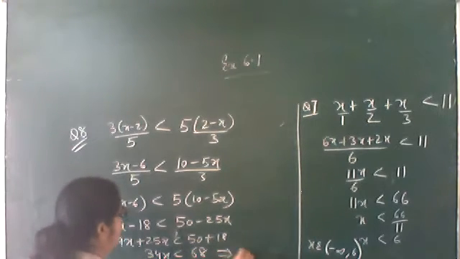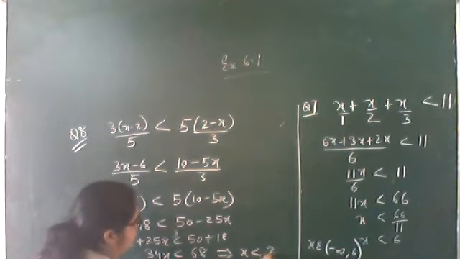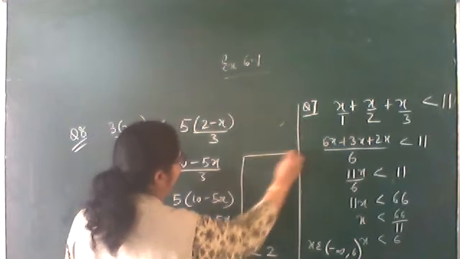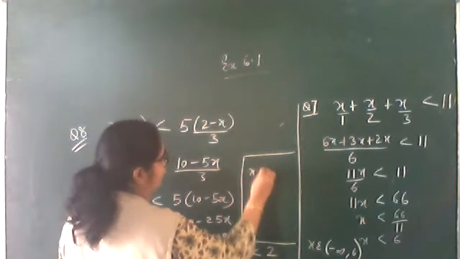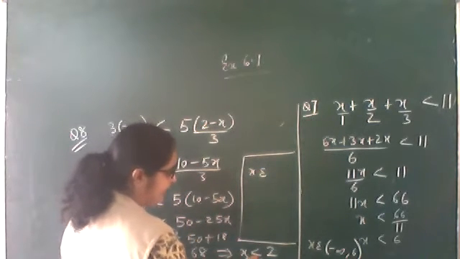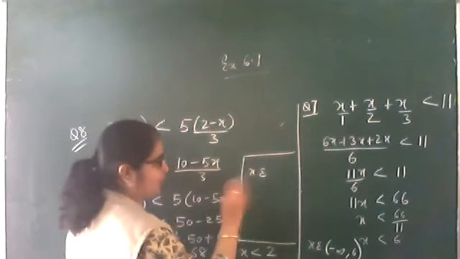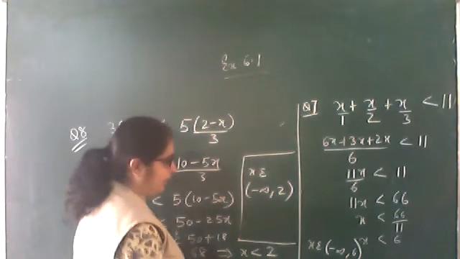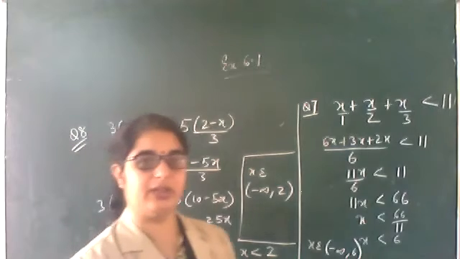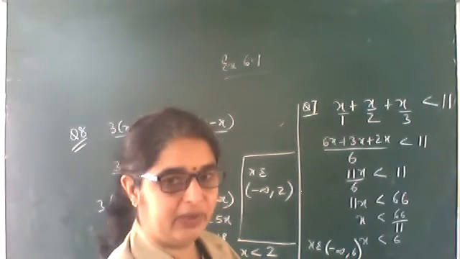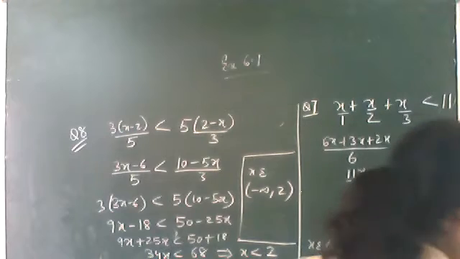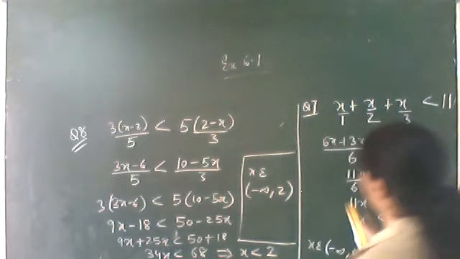So 9x plus 25x will be what? 34x is less than 50 plus 18, which is 68. This implies x is less than 68 by 34. What will it be? 2. x is less than 2. So if x is less than 2, what can we write? x belongs to, x is less than 2. Less than 2 means smaller than 2. Again minus infinity to 2 with an open bracket. Why open bracket? Because the equal to symbol is not there. Clear? Minus infinity to 2. Clear? Then next one, question number 9.